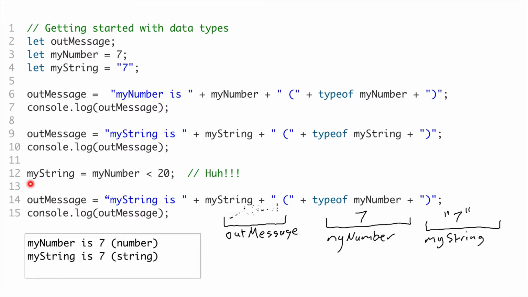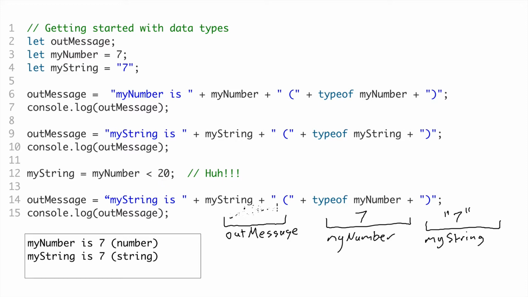We had our variable called myString. Currently it contains a string 7. Now what we're doing is we're assigning something to that variable, and again we need to look at the expression that follows the assignment operator. And the expression that follows the assignment operator here is a condition, and that condition says, is the value in the variable myNumber less than 20? So it's some kind of test. A condition is basically a test.